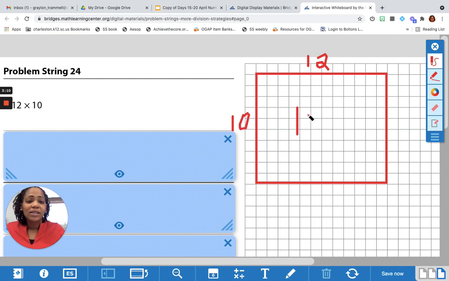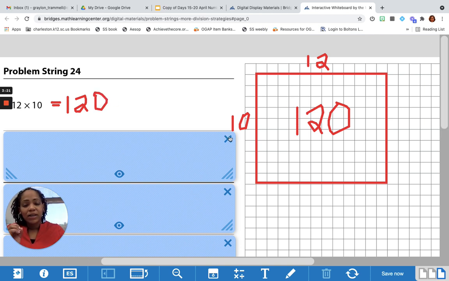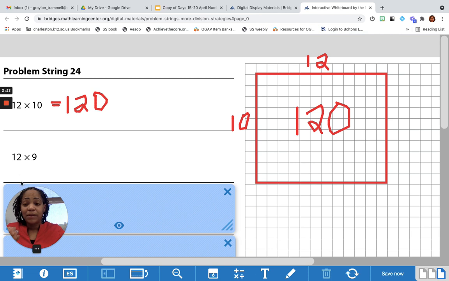And what is 12 times 10, guys? 120. 12 times 10 is indeed 120. So that's easy. But here is where the over strategy comes into play. What if I really wanted to find 12 times 9? Well, I could think of 12 times 10 because I already know 12 times 10.